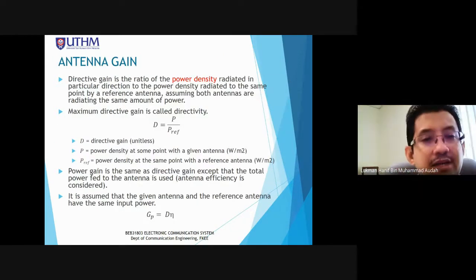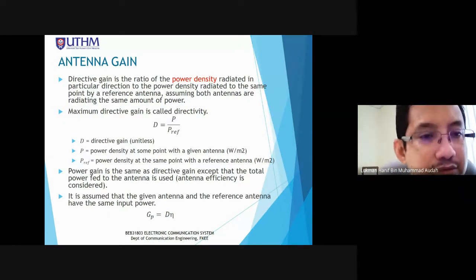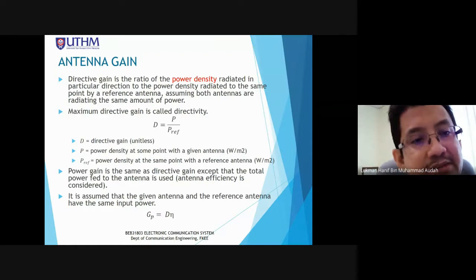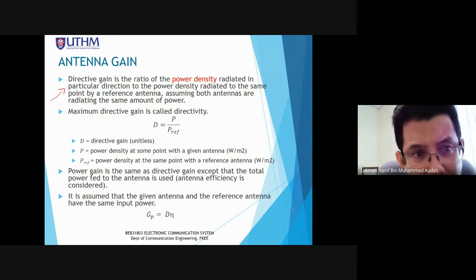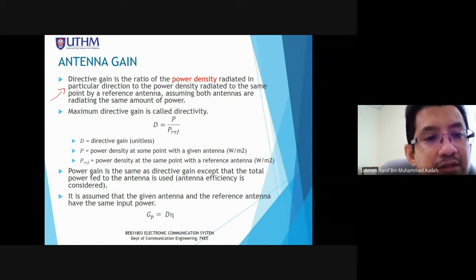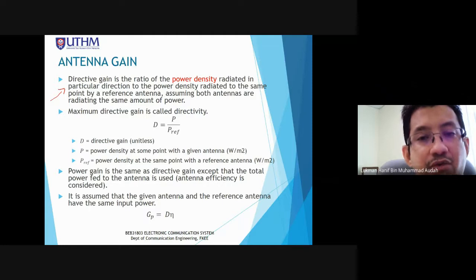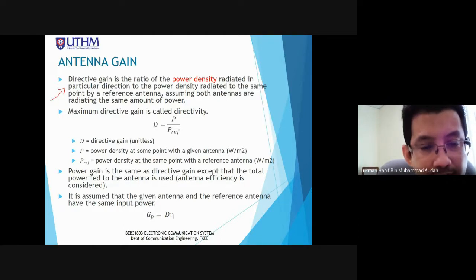Ini dia. Antenna gain. So antenna gain, so ada dua. Satu dipanggil sebagai directivity gain dan satu lagi dipanggil sebagai power gain. So directivity gain, ini ada diterangkan. Directive gain is a ratio of power density radiate in the same particular direction to the power density radiate to the same point by a reference antenna. Assume both antennas are radiating the same amount of power.